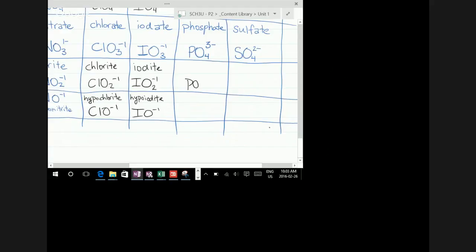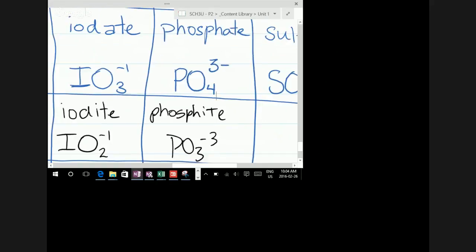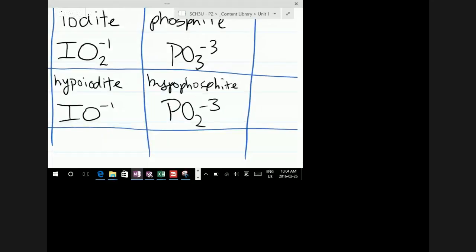What would PO3 -3 be called? Phosphite. Good. And what about PO2 -3? Yeah. This one doesn't actually happen in nature. It's rare. You can only create it in a lab, but it still has a name. Didn't you say that the hypo whatever is 2 fewer than all the other ones? Yep. Yeah, but remember, phosphate's a weirdo because it starts with 4, so phosphate has 4. Hypophosphite has 2. It just steps down.